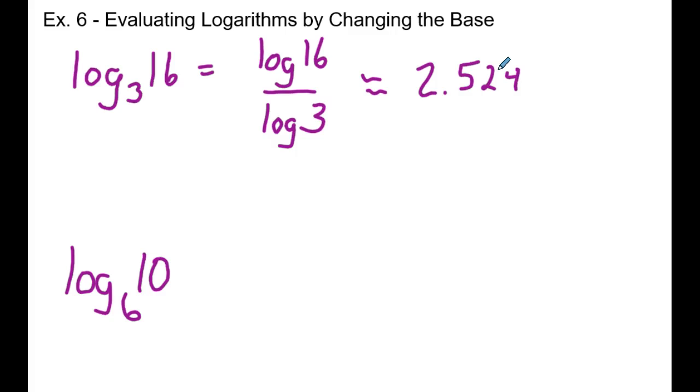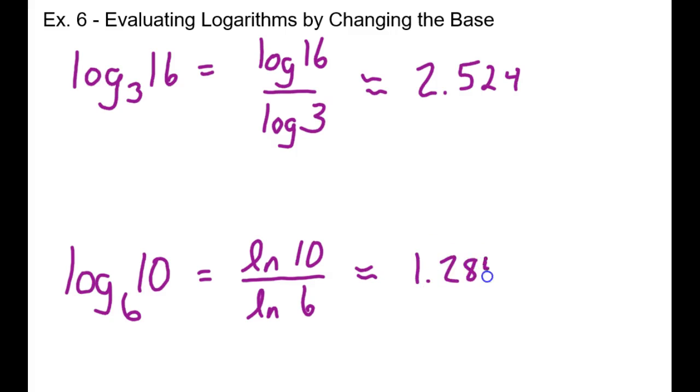The one down below, we have log base 6 of 10. We can rewrite this using the natural log. So this would be the same thing as the natural log of 10 divided by the natural log of 6. Again, now we have it in a base we can work with. We plug this in a calculator, you get approximately 1.285. Again, go to 3 decimal places to be more accurate.